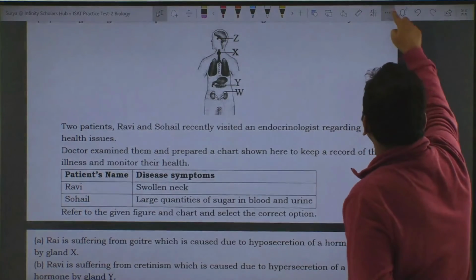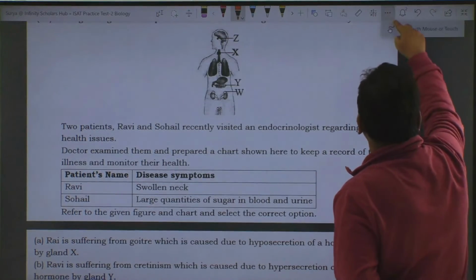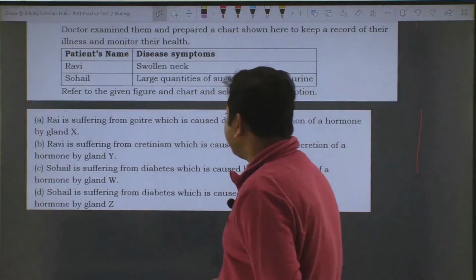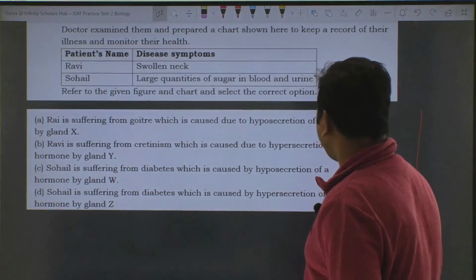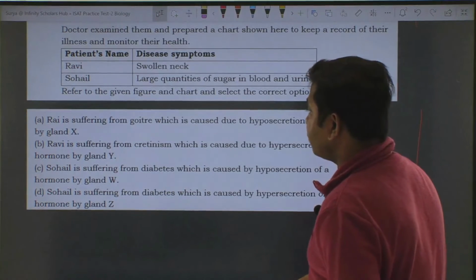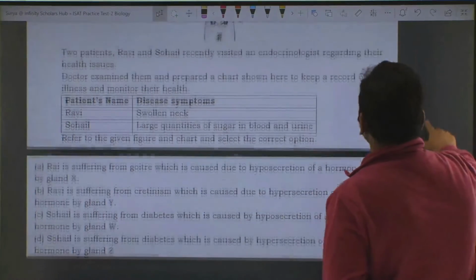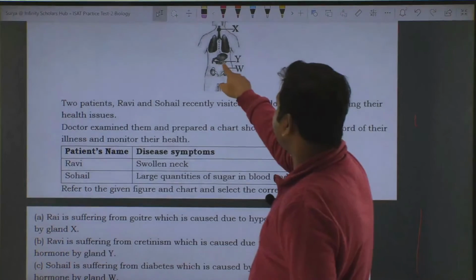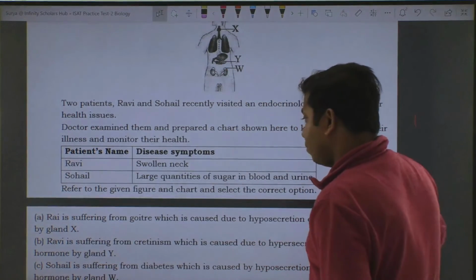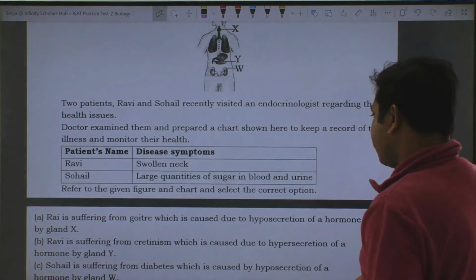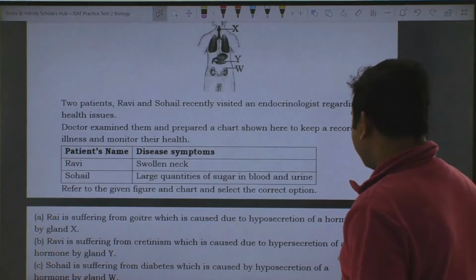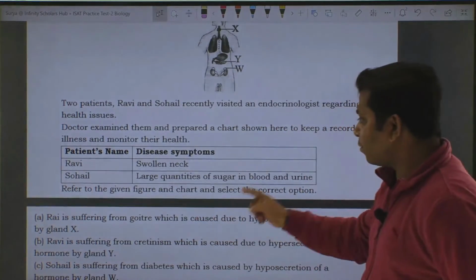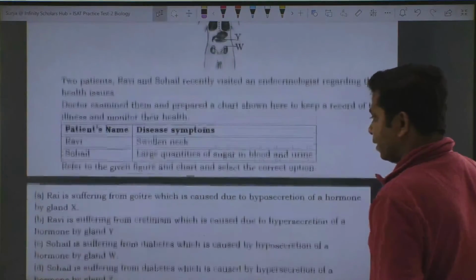So if you look at the next option, Ravi is suffering from cretinism, which is caused due to hypersecretion of hormone by gland Y. So what is Y? Y is the pancreas. Pancreas secretes insulin, and hypersecretion of insulin is not going to cause cretinism. So this option is incorrect. Option B is incorrect.